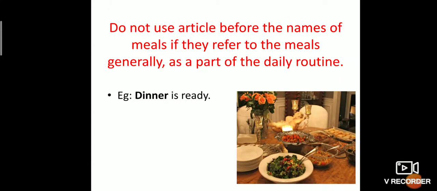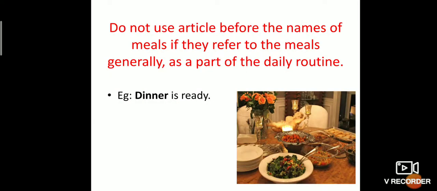And we do not use an article before the names of meals if they refer to the meals generally as part of the daily routine. In daily routine we have breakfast, we have lunch, we have dinner. So with these we do not use any article. We'll say dinner is ready, breakfast is ready. Alright.